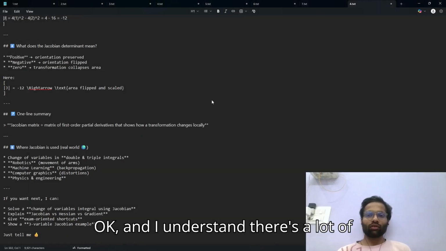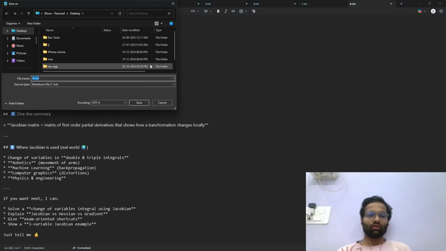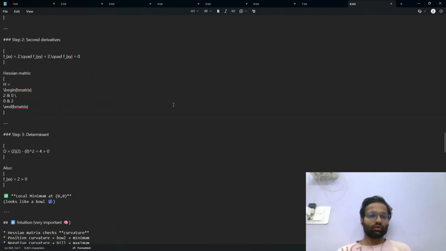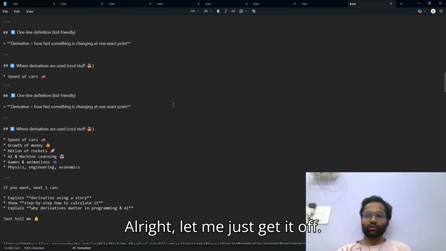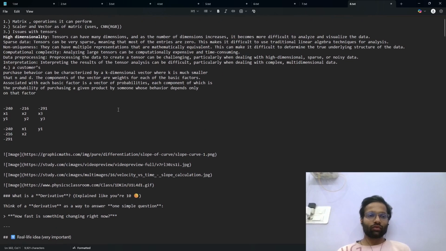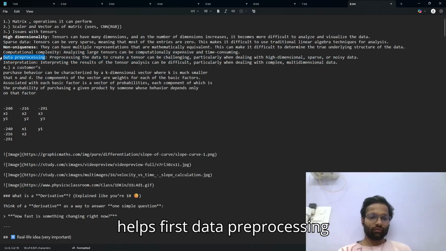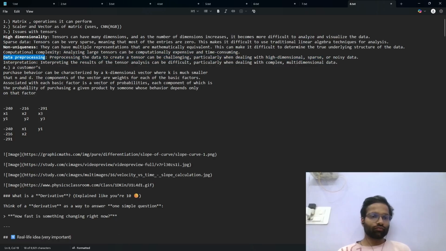Okay, now let's save the markdown file. Let's leave it as this. Required. Let me just get it off. Issues. Non-uniqueness is something which you have discussed. Data pre-processing also.